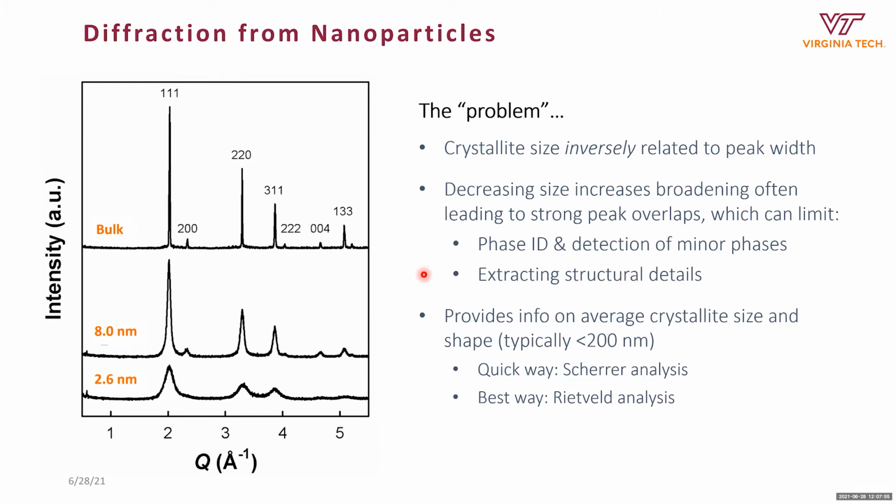There is a plus side to this. For a sample like this, we can actually use the peak width to calculate what the average crystallite size would be. This typically works only when we have sizes that are relatively monodisperse and less than 200 nanometers, and there are a number of ways we can actually get this information.